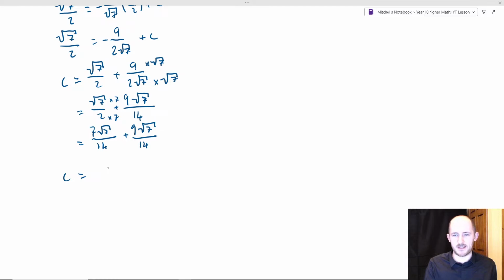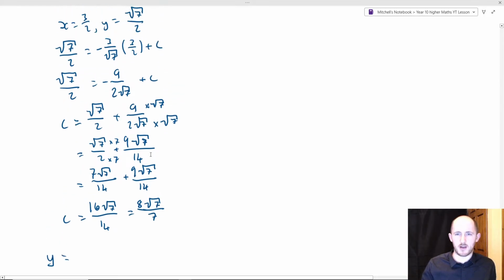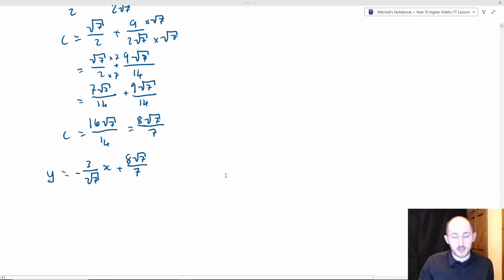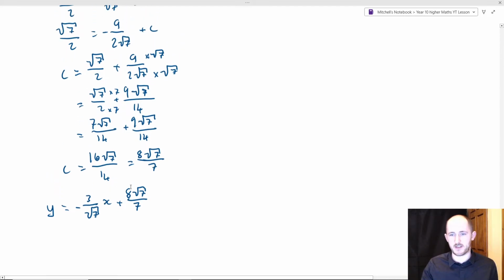So now we can add these. So that becomes 16 root 7 over 14. Simplify that a wee bit. We get 8 root 7 over 7. Yeah, okay, that's fine. So my equation is pretty damn ugly. Minus 3 over root 7. Sorry, I misspoke. y equals x plus 8 root 7 over 7. Good lord. That is the correct answer, by the way. Just FYI.